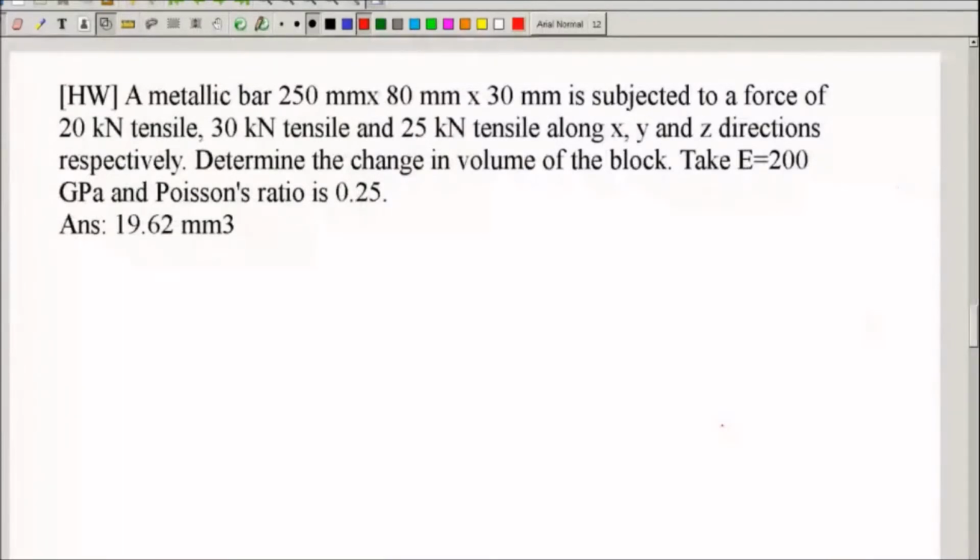A metallic bar of 250 mm into 80 mm into 30 mm is subjected to a force of 20 kilonewton tensile, 30 kilonewton tensile, and 15 kilonewton tensile along x, y, and z directions respectively.